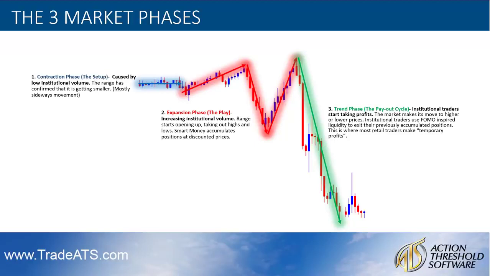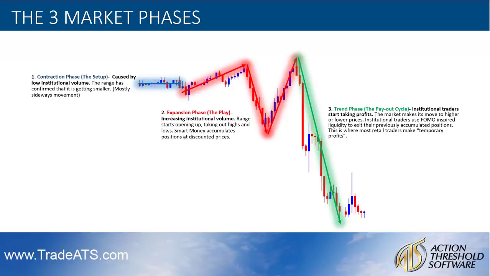And this is where most retail traders make temporary profits because they're going to give it all back because they're going to trade right into the first phase again and the second phase, and they're going to get crushed. So anything they make in the trend, most traders are going to give up in those next 2 phases as the market cycle repeats.